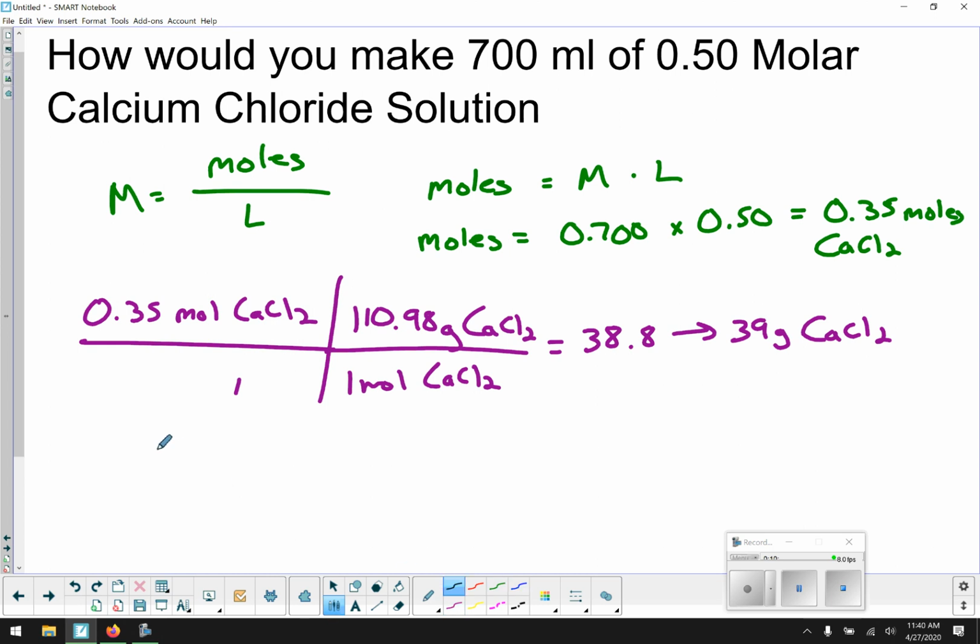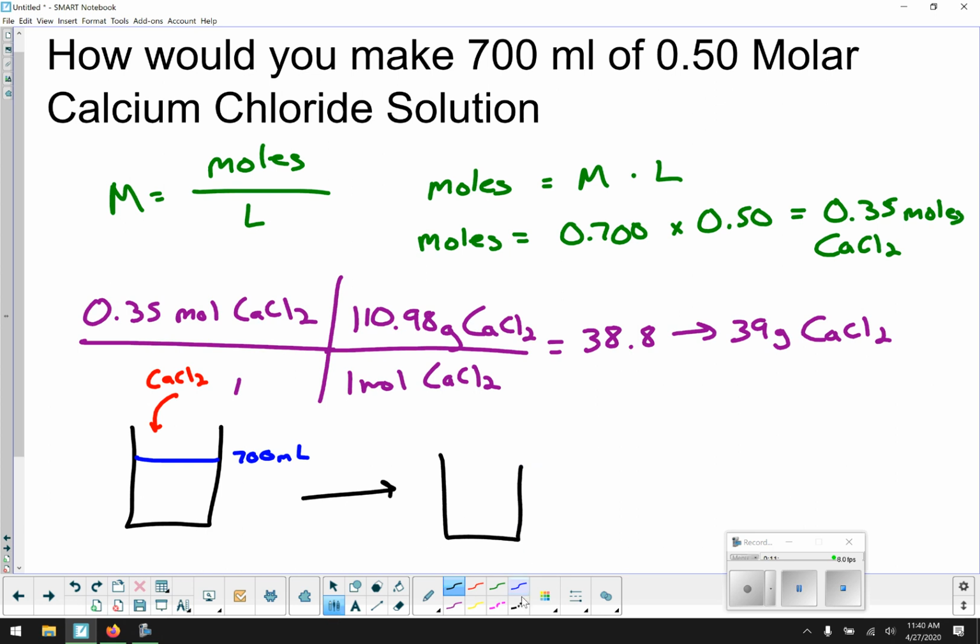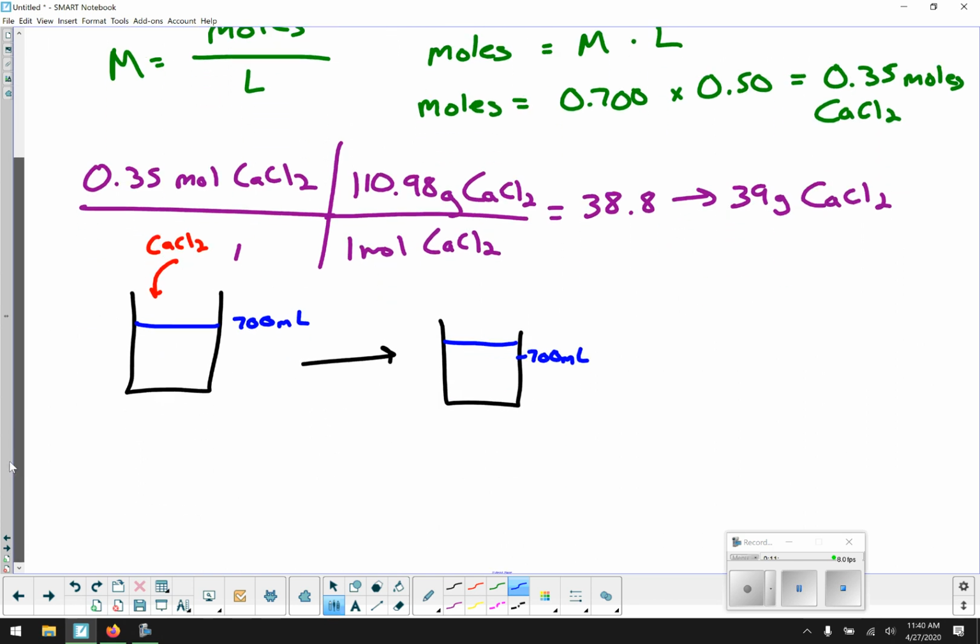a beaker and then add. So if I have a beaker and it has exactly 700 milliliters of water, if I add any CaCl2, what I will end up with is obviously something that has slightly more than 700 milliliters. So we'll put 700. I don't know exactly how much more, but you want to end up with exactly 700 milliliters of water. So in order to do that, it would be 3 steps.